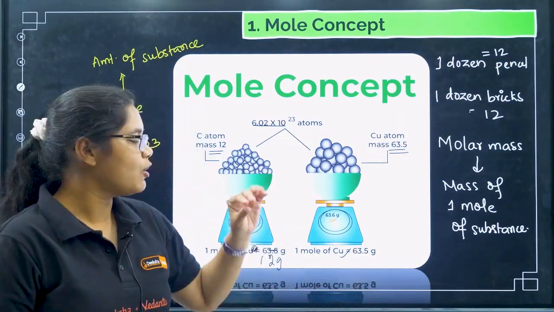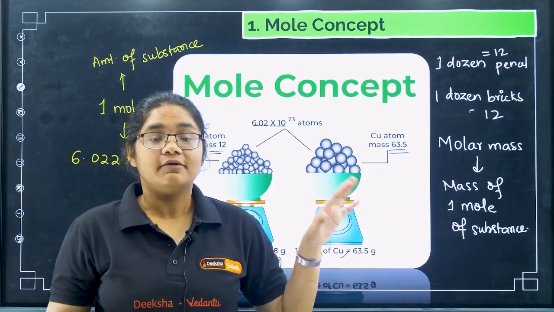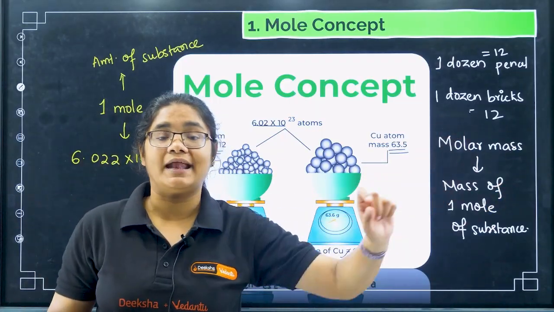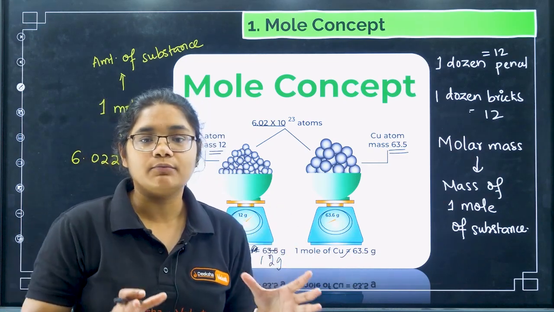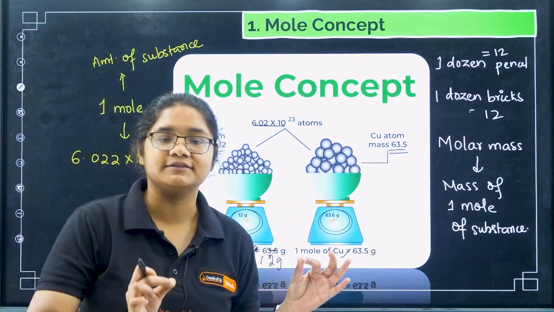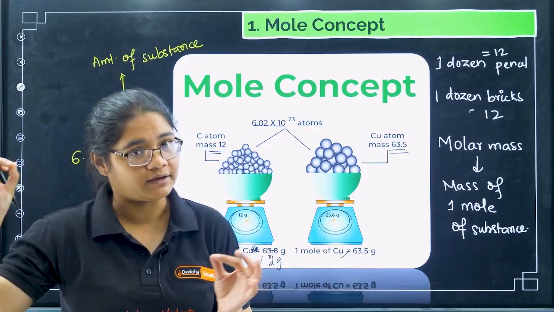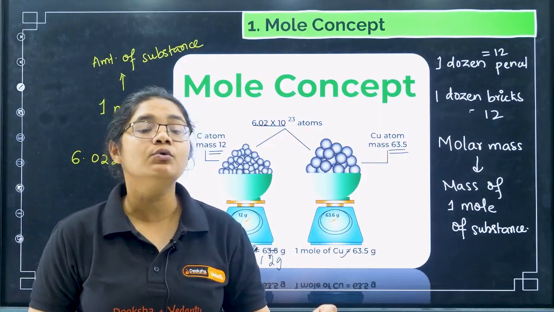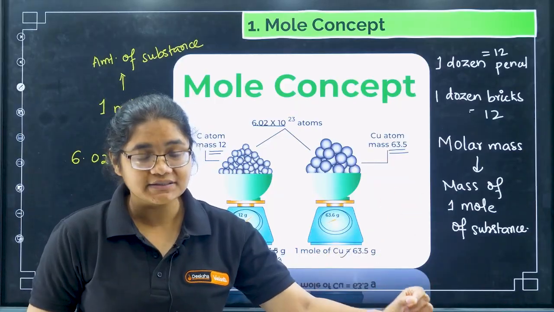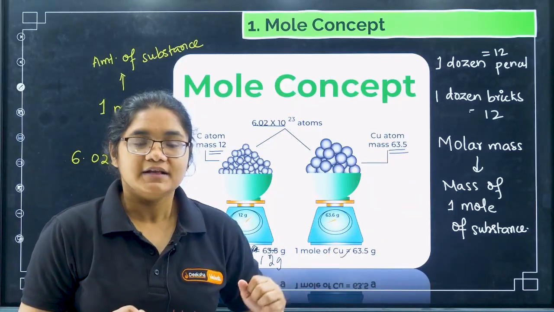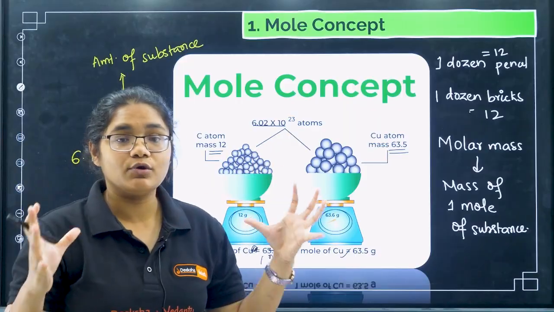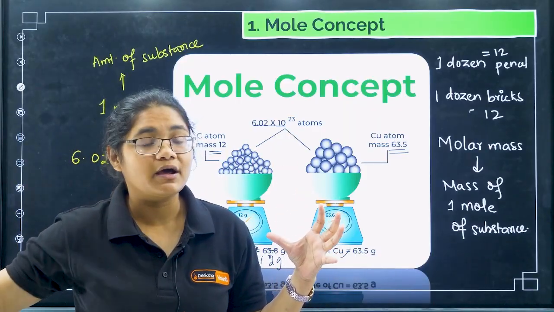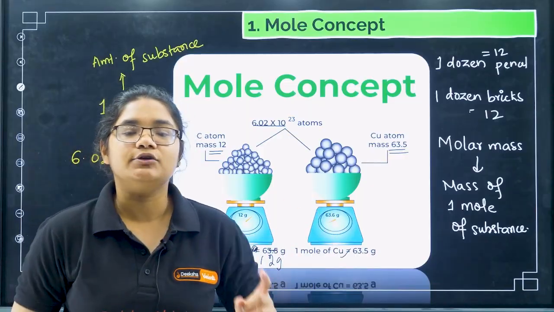Similarly, 1 mole of carbon and 1 mole of copper will have the same number of atoms, because 1 mole means 6.022 into 10 to the power of 23. So 1 mole of carbon will have 6.022 into 10 to the power of 23 atoms. 1 mole of copper will also have 6.022 into 10 to the power of 23 atoms, but their masses will be different. So whatever is the mass of that 1 mole of carbon, or the mass of 6.022 into 10 to the power of 23 carbon atoms, is your molar mass.